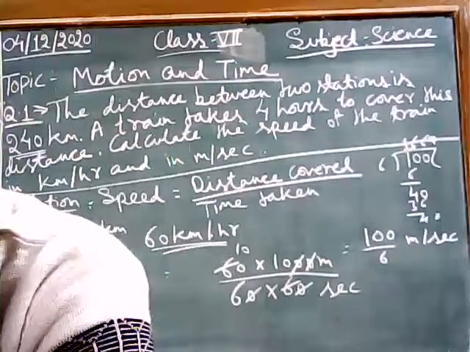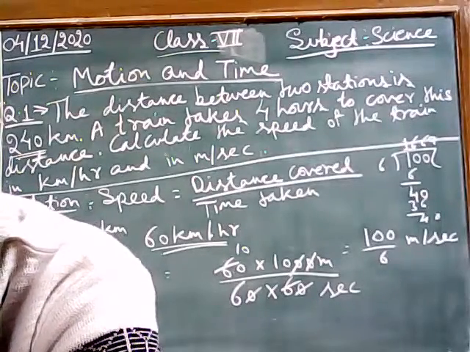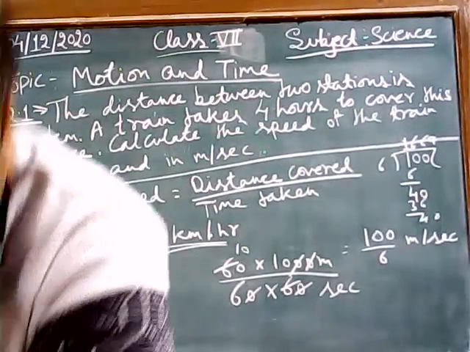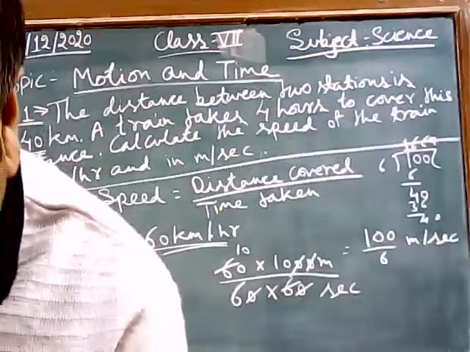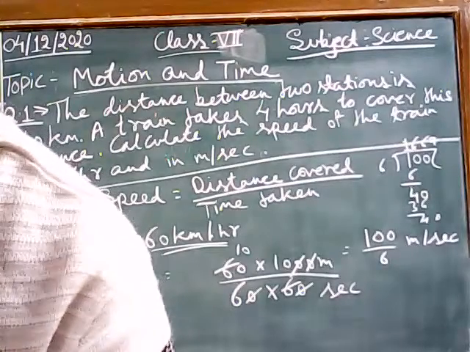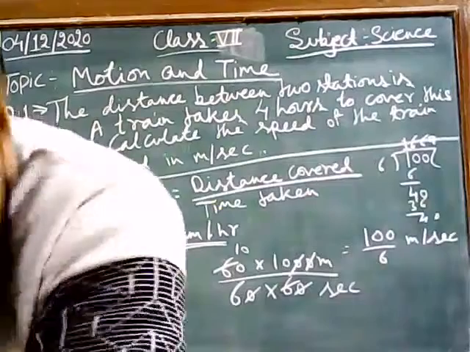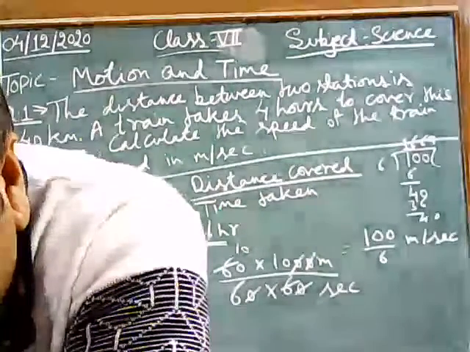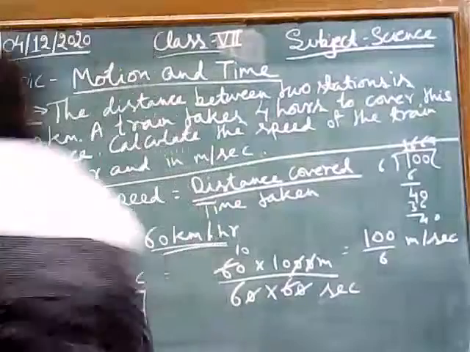Write the unit. Rajab Khan, write proper unit. You are not writing 16.667 what? Write proper unit. Rajab Khan, write proper unit.